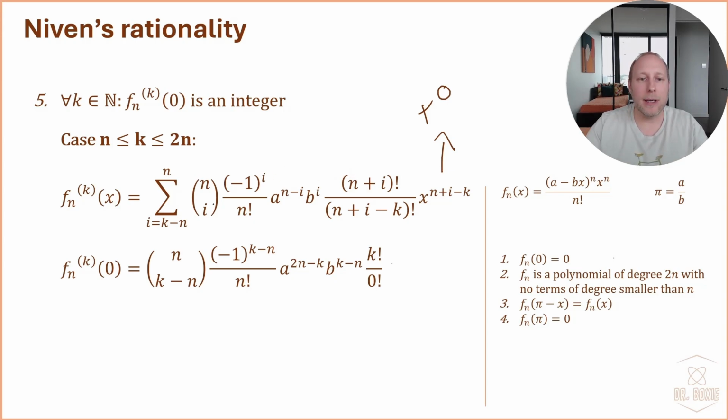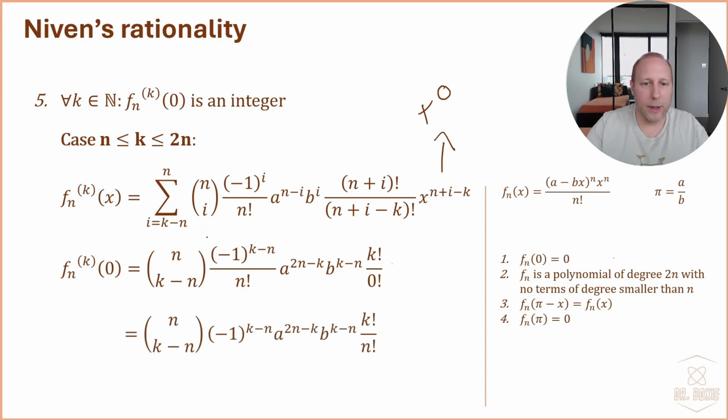That means that the only term that survives is the coefficient in front of this x to the power n plus i minus k for i equal to k minus n. So everywhere where we see an i in this expression, we just replace it by k minus n, which gives us this expression here. Now 0 factorial is just 1.